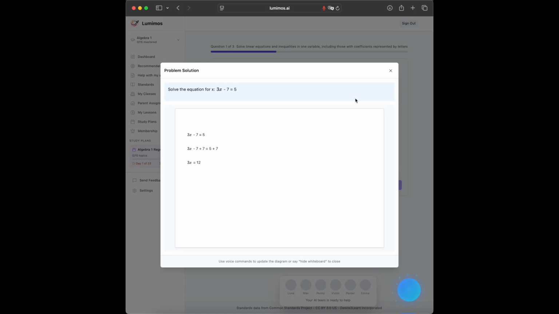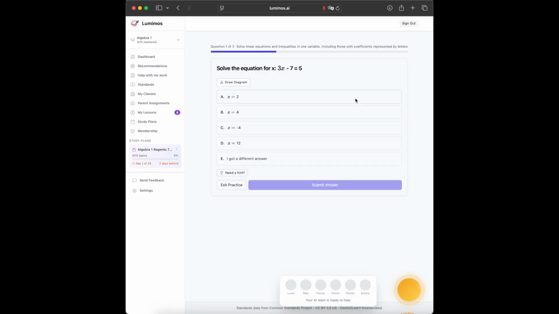Oh, okay. Then we have to use division to get rid of the 3 and get x equals 4. Exactly right. Division undoes multiplication. So we divide both sides by 3, and we get x equals 4. Does all of this make sense? Yes, it does. Thank you for the help with this, Lumi. Perfect. So which answer choice is x equals 4?